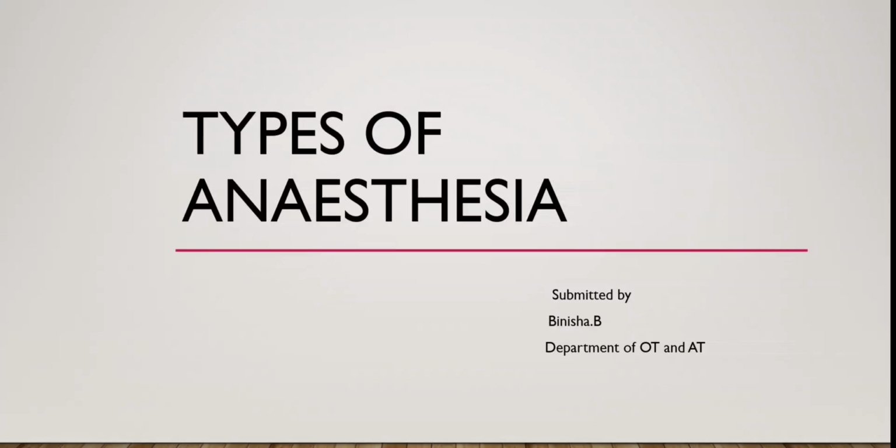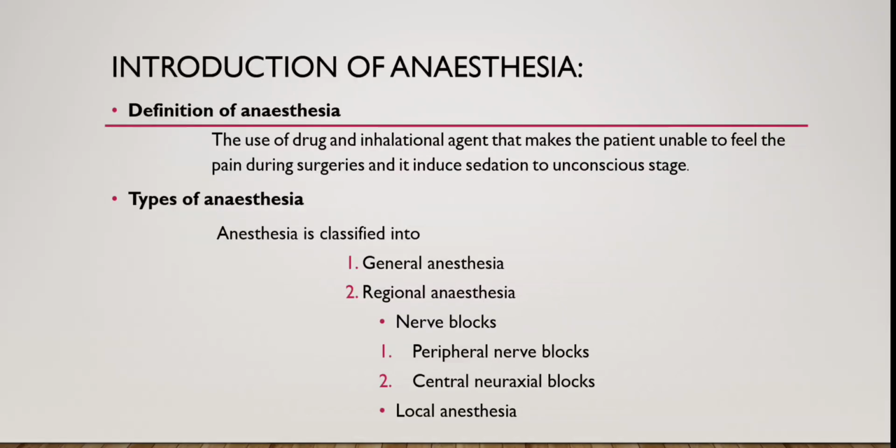Hi everyone. Now we are going to discuss the types of anesthesia. First, the definition of anesthesia: the use of drugs and inhalational agents that make the patient unable to feel pain during surgeries, and also induce sedation to an unconscious stage.